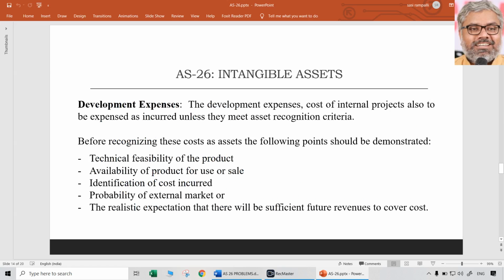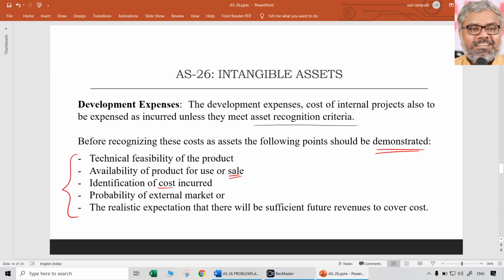When is it possible? Only when it meets the asset recognition criteria. Also, all the conditions should be satisfied. These things have to be demonstrated and you have to write those things. Whether there is a technical feasibility of the product, probably yes. Availability of the product for use or sale, yes. Sale difficult, use may be okay, but use they are not intending. Identification of cost incurred, they did, that's okay.